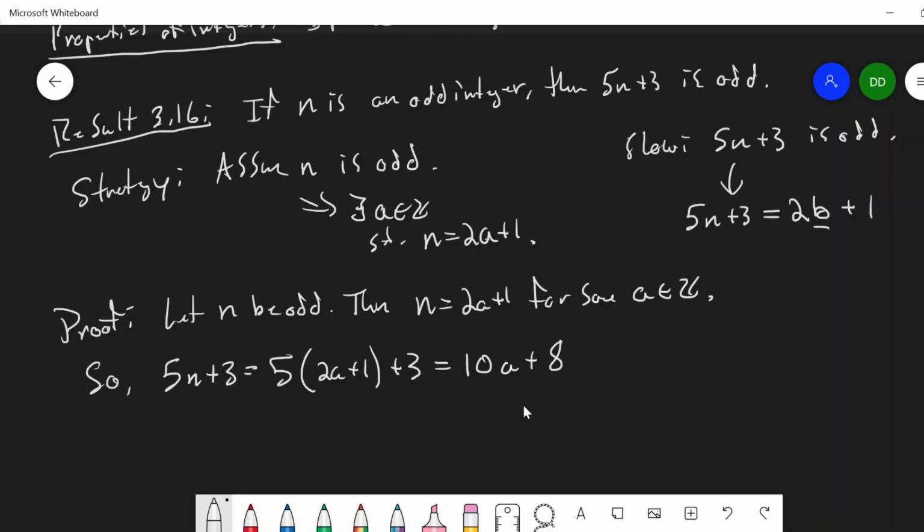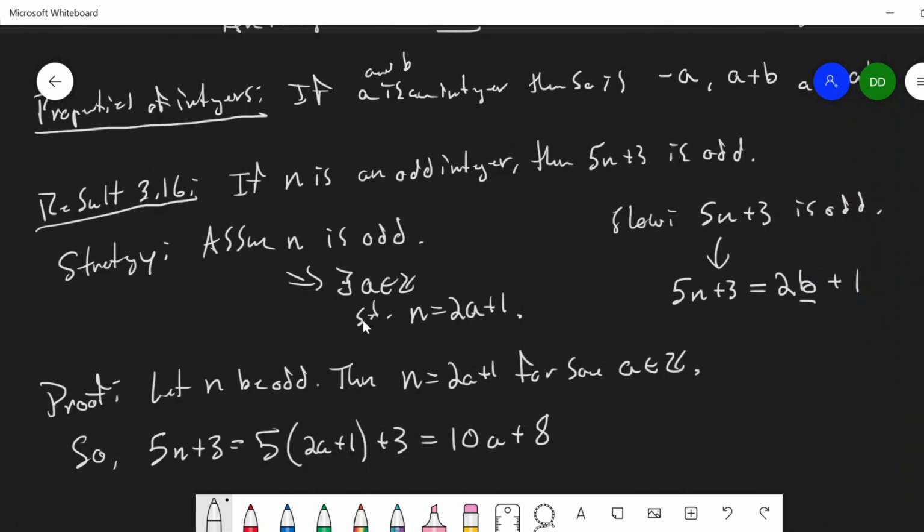Wait a second. Right, no, this result is false as stated. So, careful. I actually want to show that 5n plus 3 is even. So I don't want to show that it's equal to 2b plus 1. I want to show that it's equal to 2b.